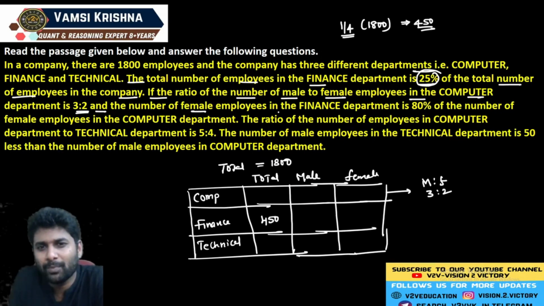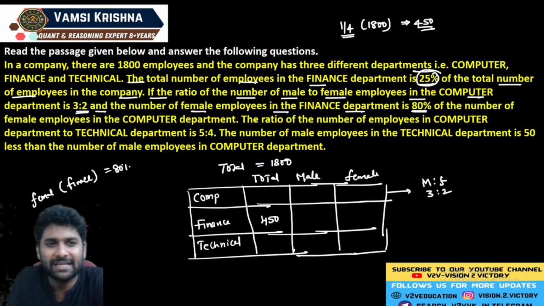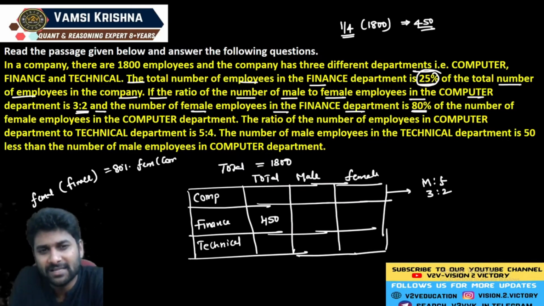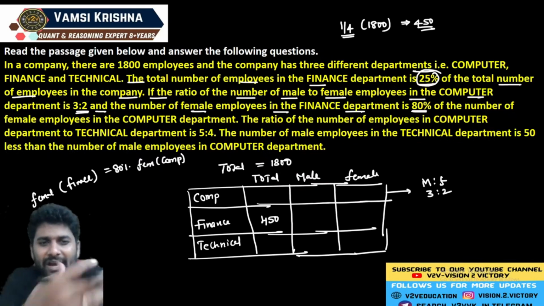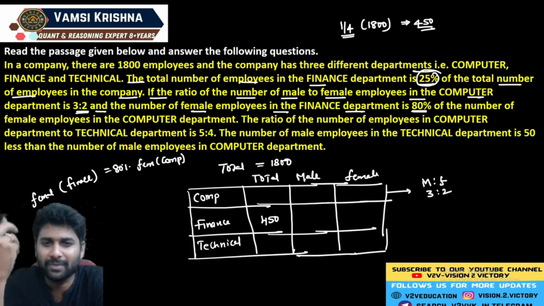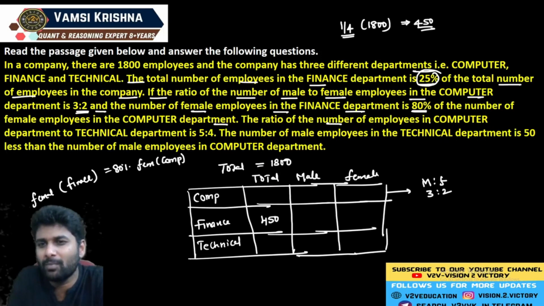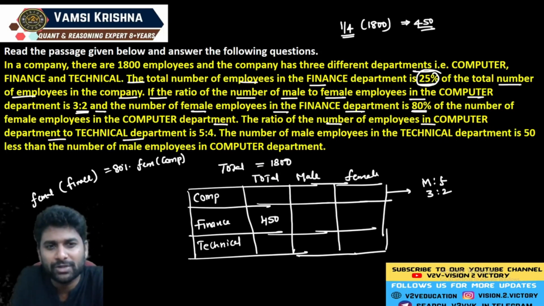And the number of female employees in the finance department is 80%, guys. The number of female people in finance is exactly equal to 80% of the number of female employees in the computer department. Females in computer. So this is one of the data. We still don't know how many females there are in finance, and we don't know the computer female data also. Let's go through the next information. The ratio of the number of employees in the computer department to the technical department is 5:4. Guys, the computer to technical ratio is 5:4.